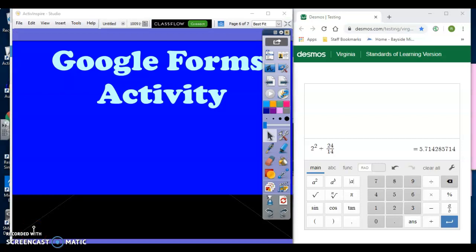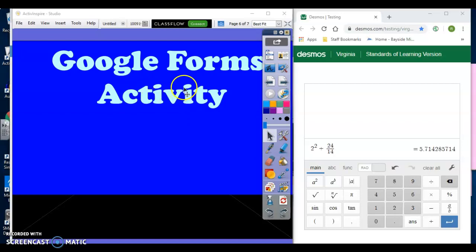All right, so what you guys are going to do now is you're going to go back into Schoology and you're going to click on the Google Forms activity. You're going to complete that. Make sure you type all your answers into the calculator and then enter your answers. And as soon as you're done with that, there's one more activity you're going to complete before the exit ticket.